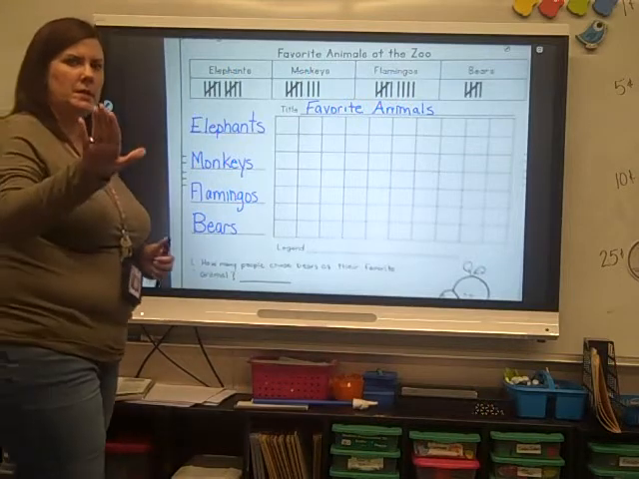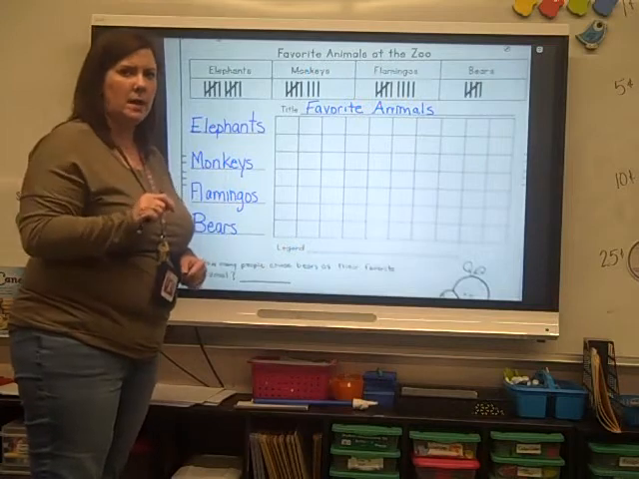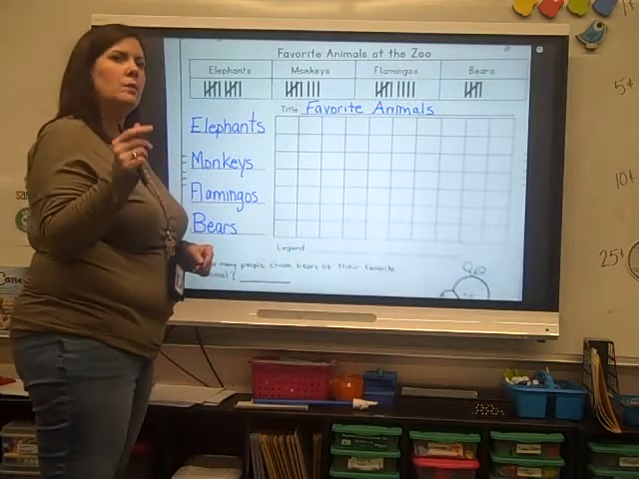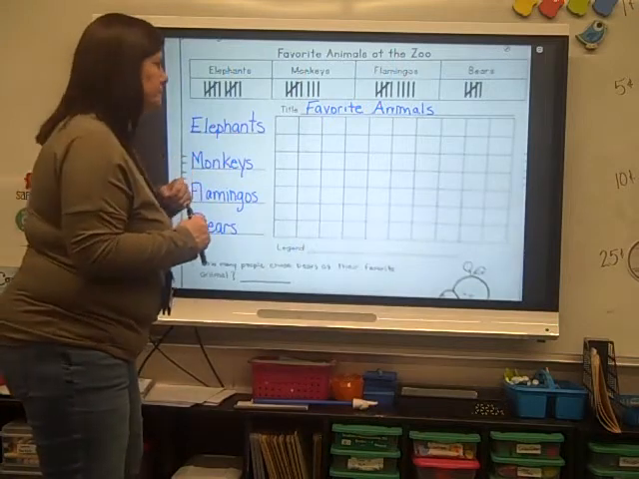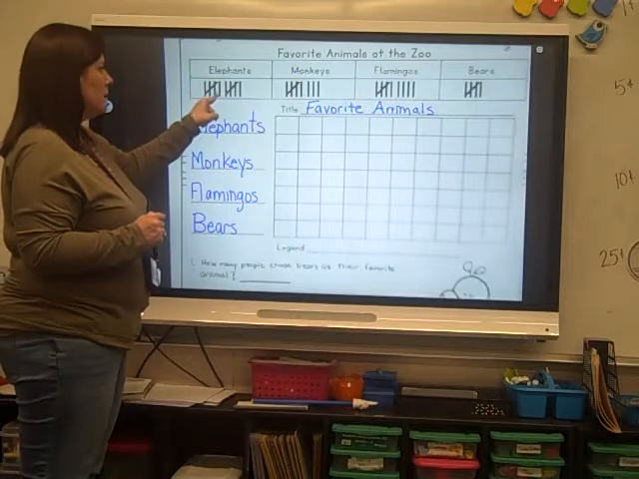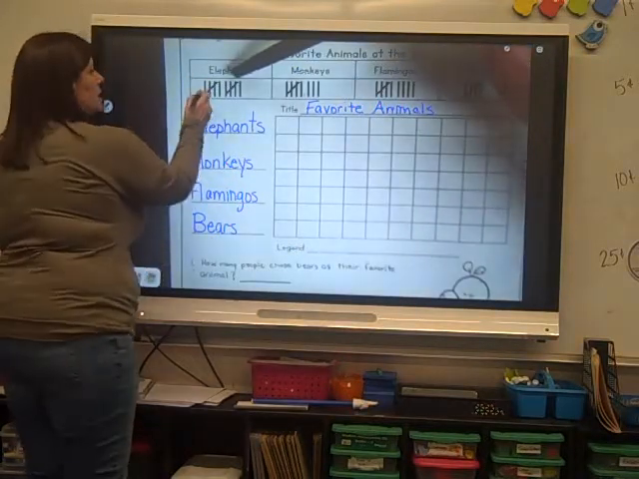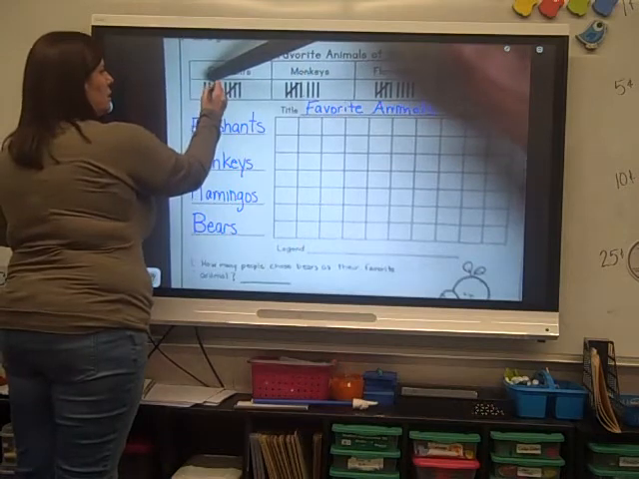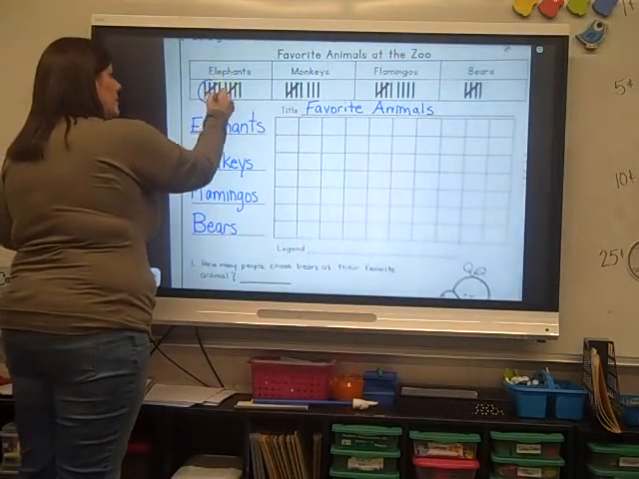All right, if you need to pause the video to finish putting in your animals, go ahead and do that. When you're ready, we're going to come back and put in our votes, okay? So, look here. Do you see these are tally marks? Whenever you cross one over, that means a group of 5. So watch. This is 1, 2, 3, 4, cross 5. So this is a group of 5.